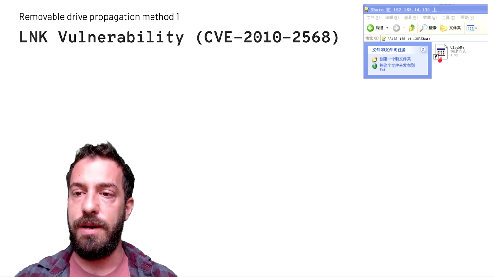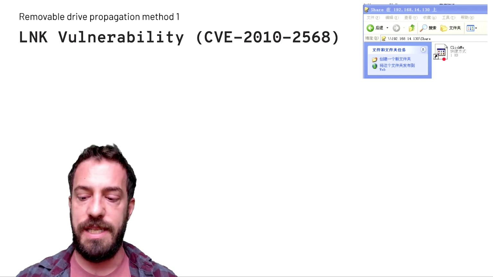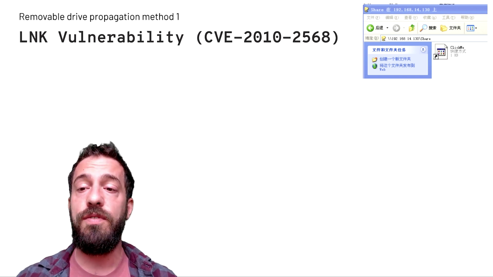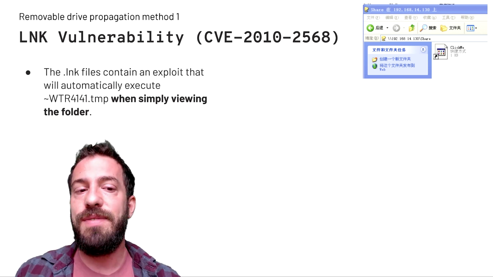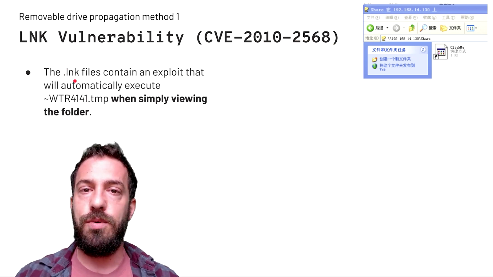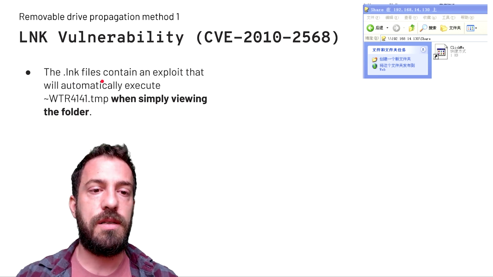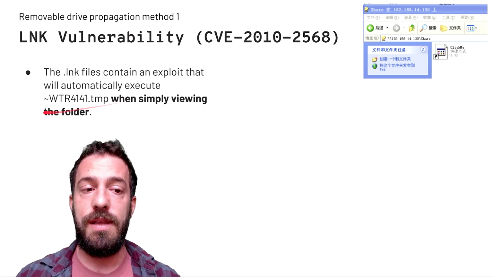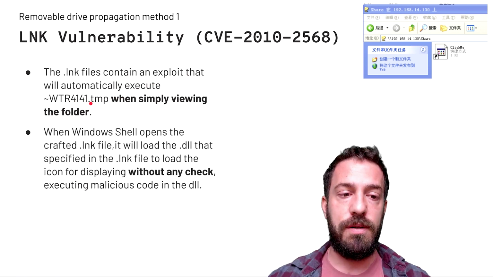Here we don't see an icon in this case, so when an icon is not found, then a default icon is being displayed. But the icon would come from either the file itself or from another DLL file. So this is what this vulnerability was exploiting. These LNK files that were in the directory that Stuxnet was installed in on the USB drive would have this exploit that would execute this file just by simply viewing the folder.